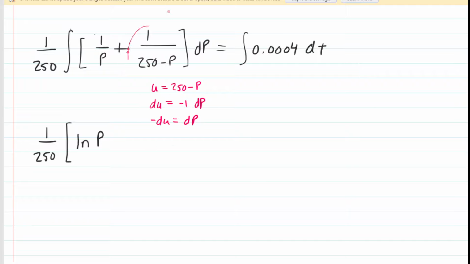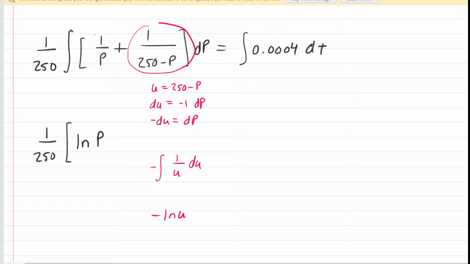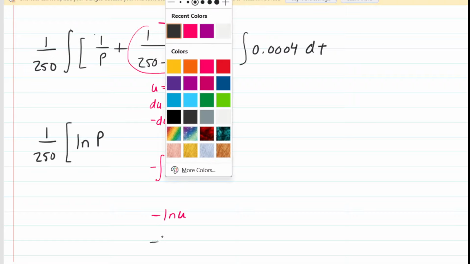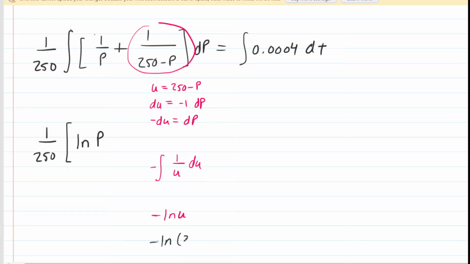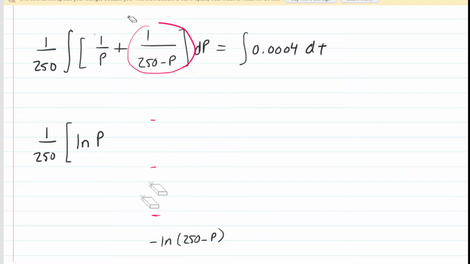So now this second integration right here would become the integration of 1 over u. The dp becomes a negative du. You would factor out that negative, and so now you'd end up with negative natural log of u, but the u was 250 minus p. So this is negative natural log of 250 minus p. So that's how you could integrate that second integral. We'll kind of clean up our workspace here. And now we're going to move on to the right-hand side.